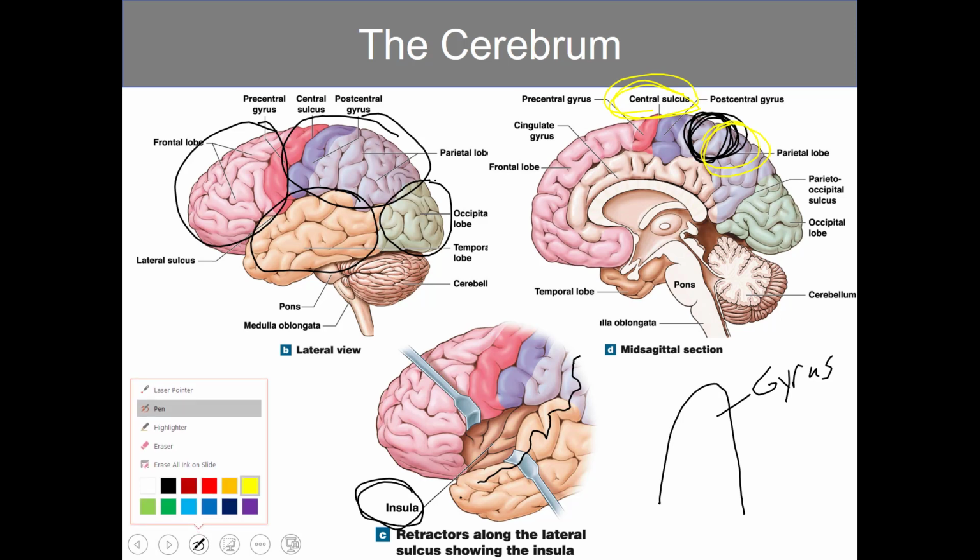Let me see if I can find a color to sort of separate that out. So here is the red. We'll use orange. Hopefully that shows up. Here is the blue gyrus. These two are of particular importance. And let me go back to that slide.